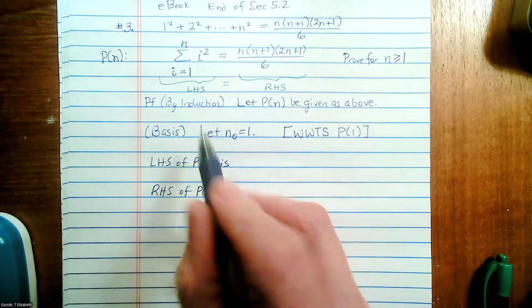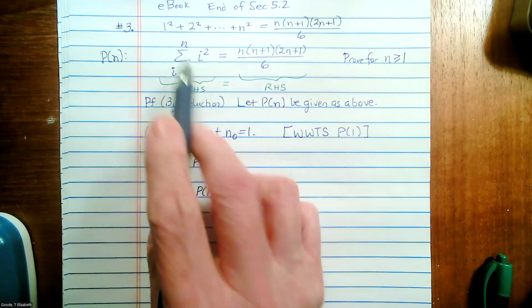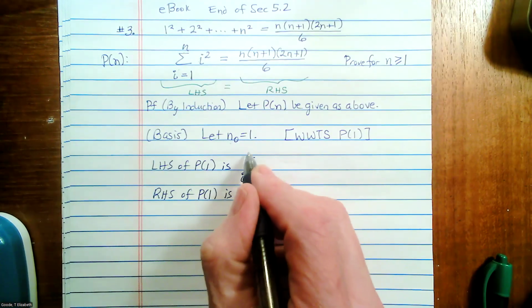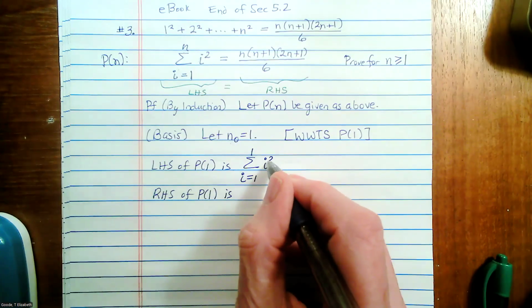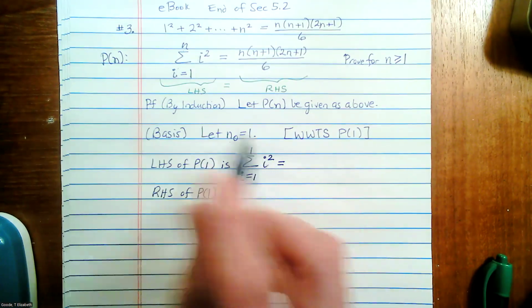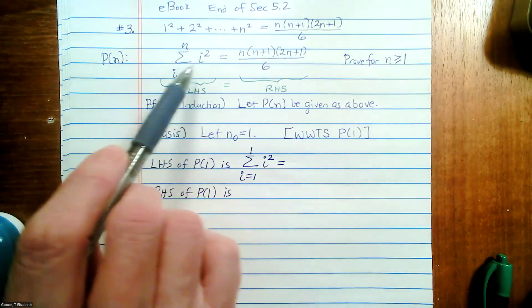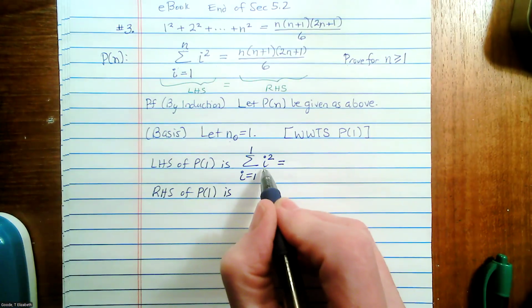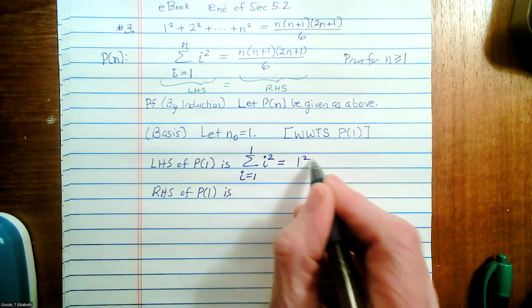So 1 is our value for n, okay? So it's the sum from i equals 1 to 1 of i squared. That's just that first term. Because we're only adding up the one term, and it's just 1 squared. Just put the 1 into i squared. So it's 1 squared, it's 1.